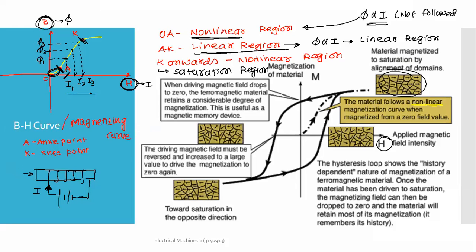What do you observe in this region? As I increase the current, does the flux increase proportionately, or is it not increasing proportionately? Does the flux follow a linear relation with the current? Yes or no? Yes, it is proportionately increasing. So that is why the region is called the linear region, basically. Now what will happen? Let me show you.